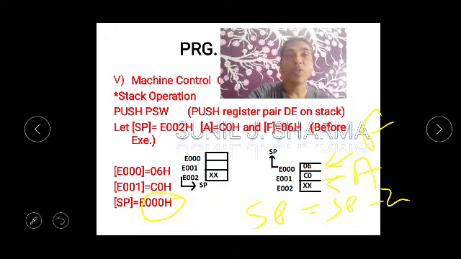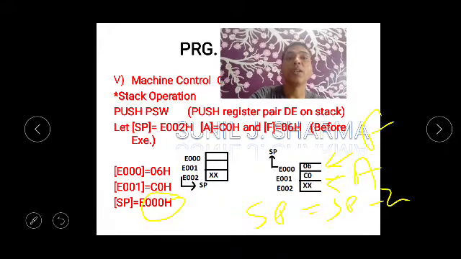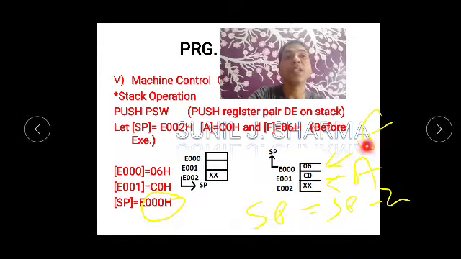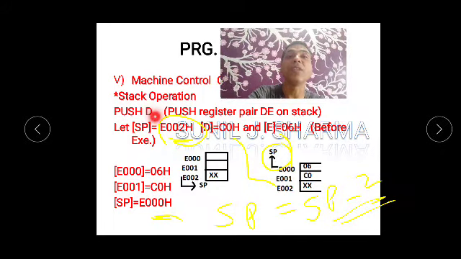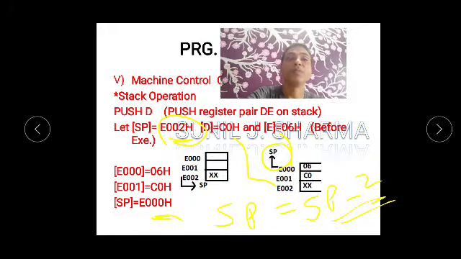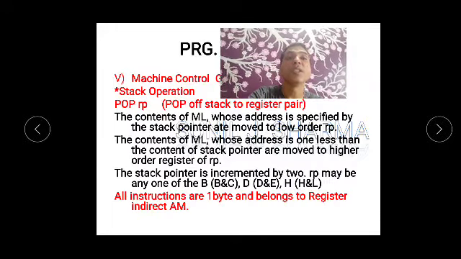So I hope you understood. This instruction is similar to the first instruction only, but instead of any other pair we have the accumulator and flag. That is the only difference. Okay, the rest everything is the same. In this case you can just replace any of the registers like BC, DE or HL, but here it is fixed. What does PSW stand for? Accumulator and flag.